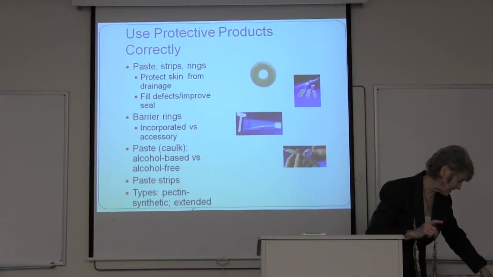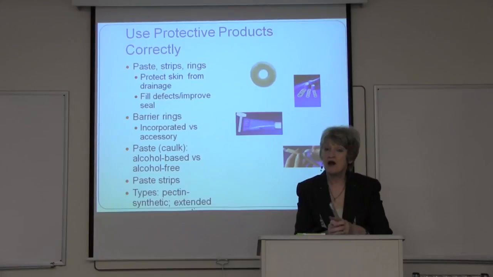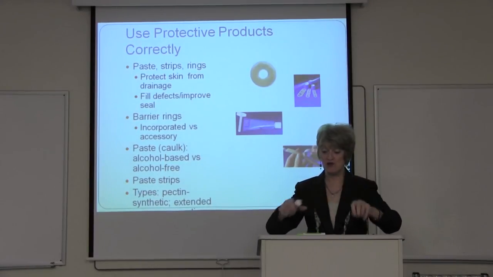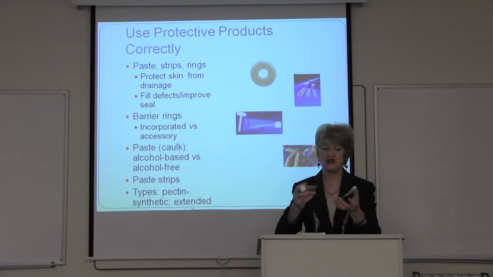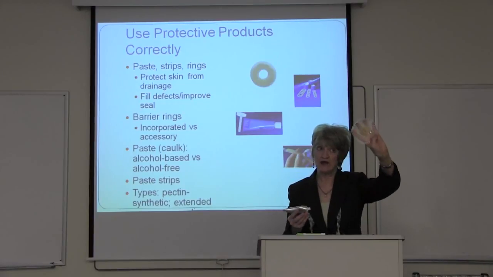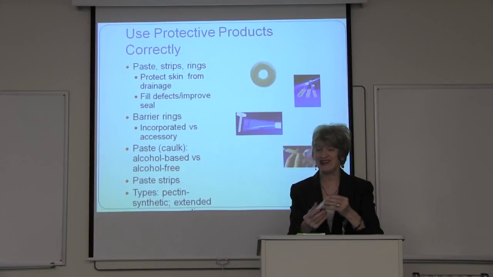Also, we have paste strips. Now let me explain why we need paste strips. Almost all of the commercial paste on the market is alcohol-based. What keeps the paste in this tube in squeezable format so that the patient can literally squeeze it out around the cut opening in their pouch, and then when they put it on, they have a ring of protection around the stoma. But what keeps that paste in squeezable format is alcohol.